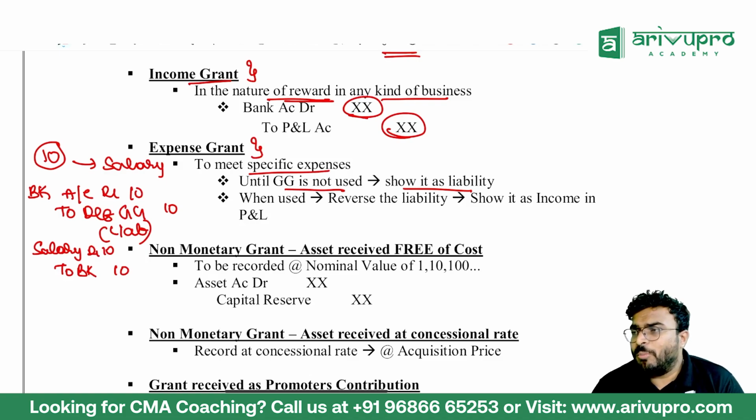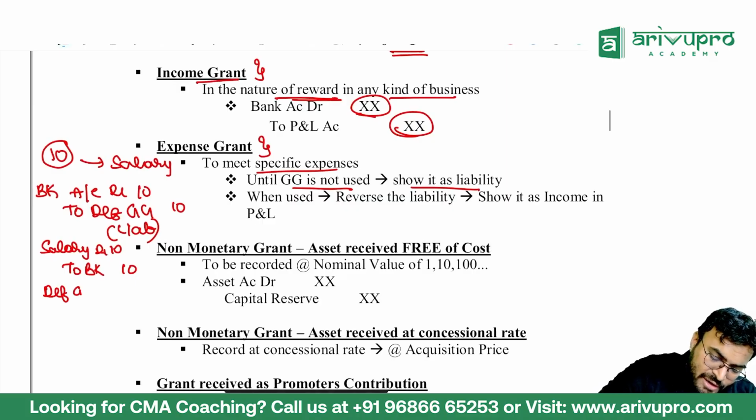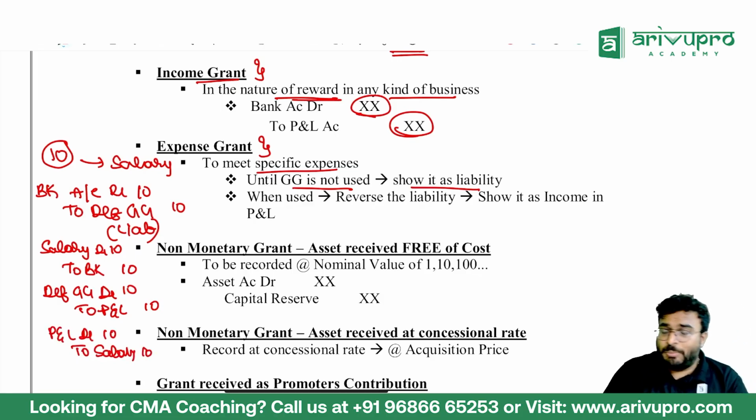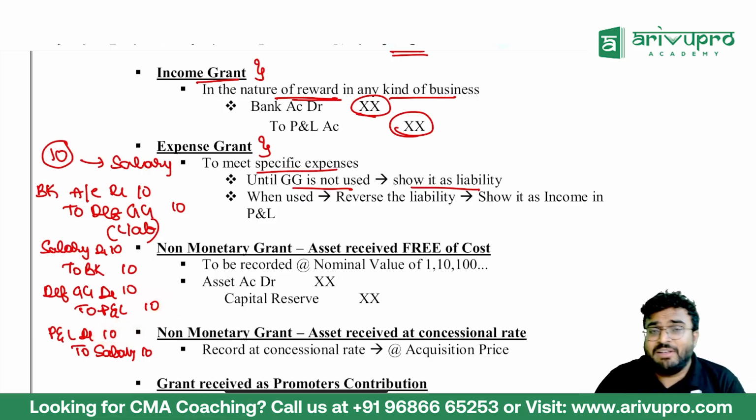Salary account debited to bank 10 rupees. Then what you are going to do is, now we have utilized the money. So you will pass the entry: deferred government grant debited 10 to P&L 10, and P&L debited 10 to salary 10. Salary is an expense, it will go to P&L, but deferred government grant went to P&L as income. So can you see income and expense? This will get cancelled with each other because somebody gave you money for paying that.